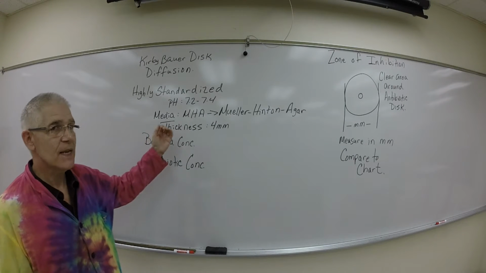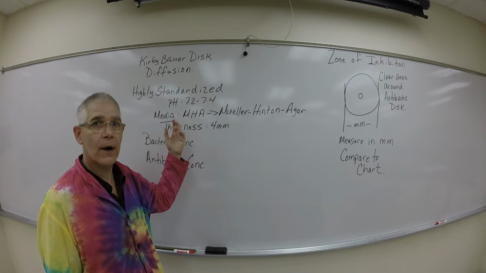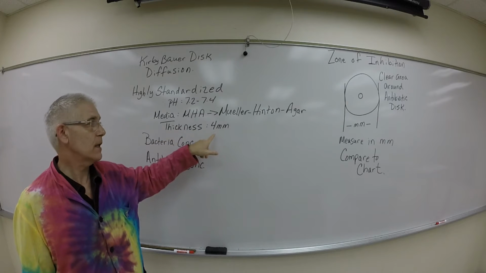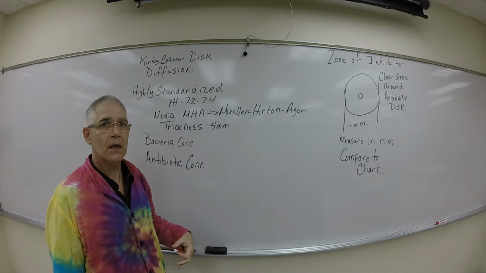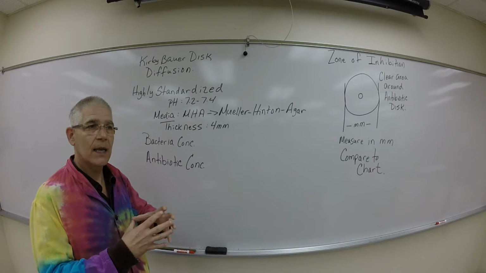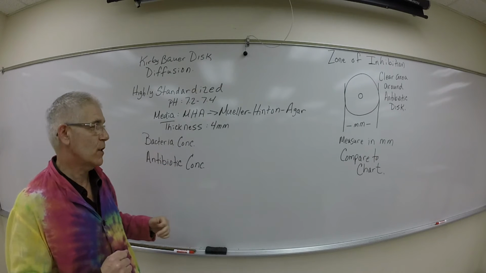Also, the type of media that we use is called Mueller-Hinton agar or MHA, and the thickness that we pour it is 4 millimeters. This thickness is important because we want to reduce the diffusion of the antibiotics into the media to reduce the risk that they'll overlap one another.